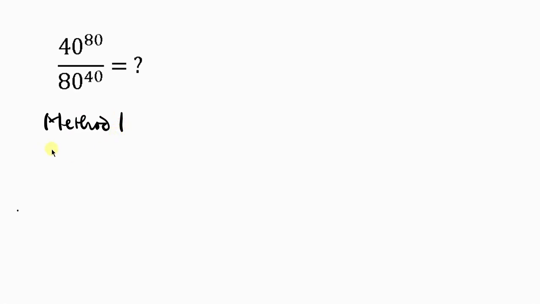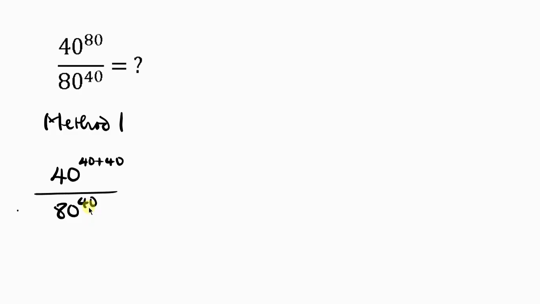For the first method, I'm going to be splitting this 80. So we have 40 to the 80 is the same as 40 to the power of 40 plus 40. The reason that I do this is because the exponent on the denominator is 40, so I have to split this such that it has 40 in it, all over 80 to the 40.